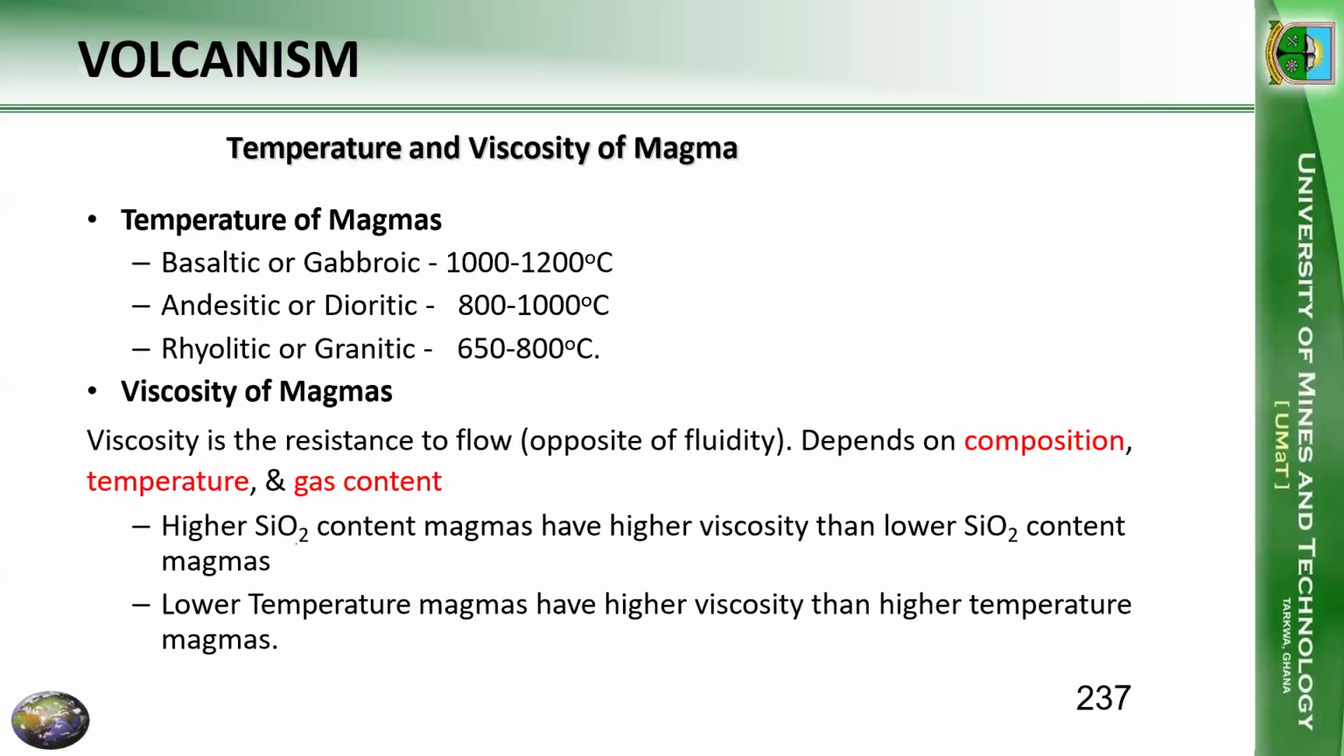The higher the silica content, the higher the tendency of the resulting rock to appear light colored, or felsic. The higher the silica content, the higher the gas contents of the magma. The higher the silica contents, the higher the viscosity of the magma. The higher the silica contents, the higher the ability of the magma to explode, so the higher the explosivity of the magma.